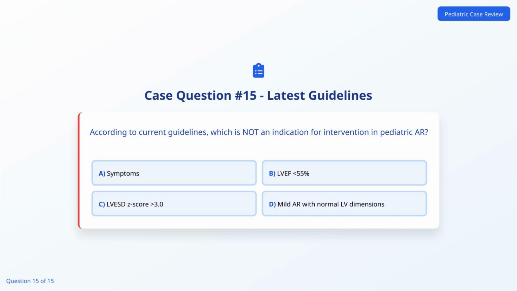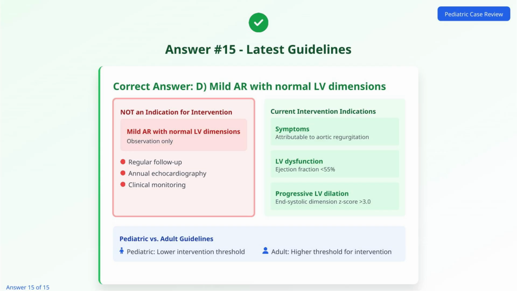According to current guidelines for managing pediatric aortic regurgitation, which of the following is not an indication for surgical intervention? Is it A, symptoms attributable to aortic regurgitation, B, left ventricular ejection fraction less than 55%, C, left ventricular end-systolic dimension z-score greater than 3, or D, mild aortic regurgitation with normal left ventricular dimensions? The correct answer is D, mild aortic regurgitation with normal left ventricular dimensions.